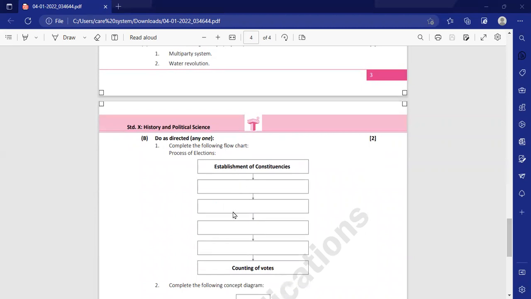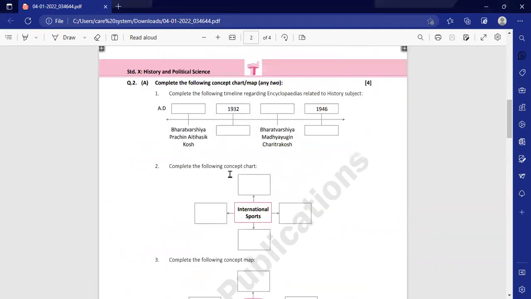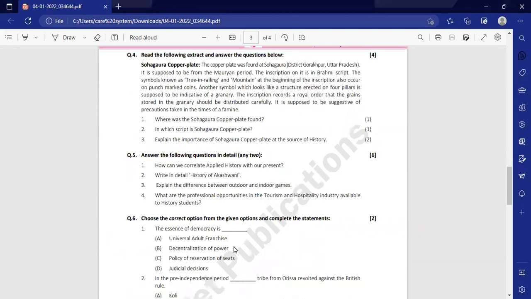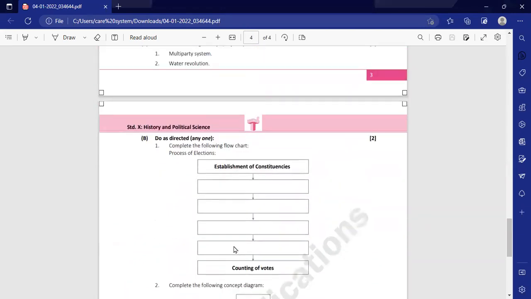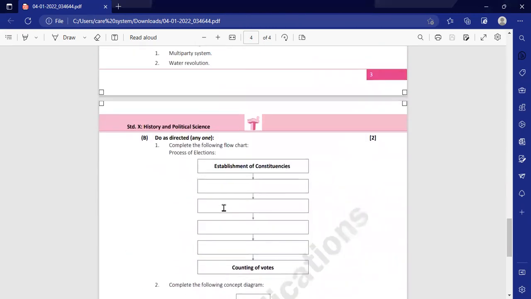Okay, one after another. Concept chart, as you all know, what is a concept chart? I will show you. This is a concept chart. This is a flow chart. And one is the tree diagram, where there are parents, then their kids, then their kids' kids. That is called a tree diagram. So the concept diagram and flow chart are different. Okay, so remember it.